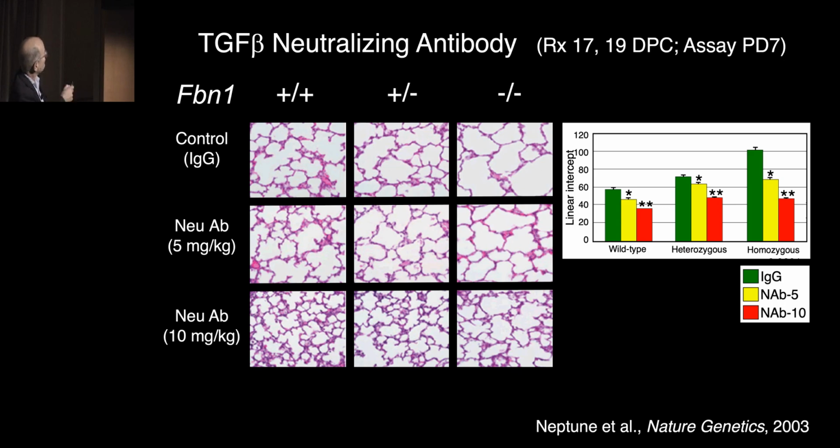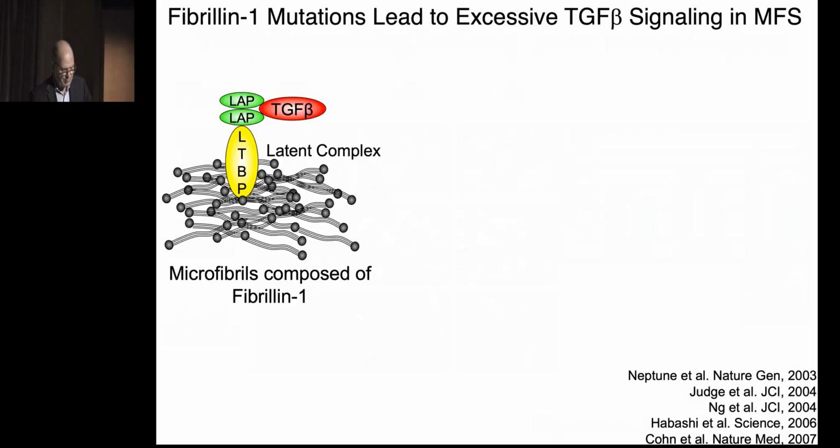You can see that if we gave irrelevant IgG, we still see this very dramatic distal alveolar phenotype with widening and a long distance between lung walls called the linear intercept. If we gave a low dose of TGF-beta neutralizing antibody, we saw substantial improvement. And if we gave a high dose, the degree of lung septation was essentially equivalent to that observed in wild-type animals. So this really suggested that TGF-beta was contributing to this aspect of the Marfan phenotype.